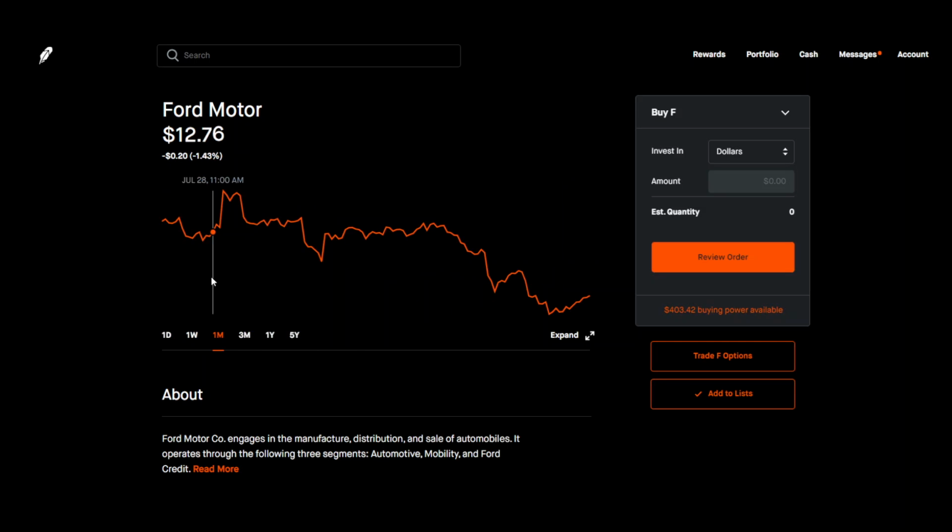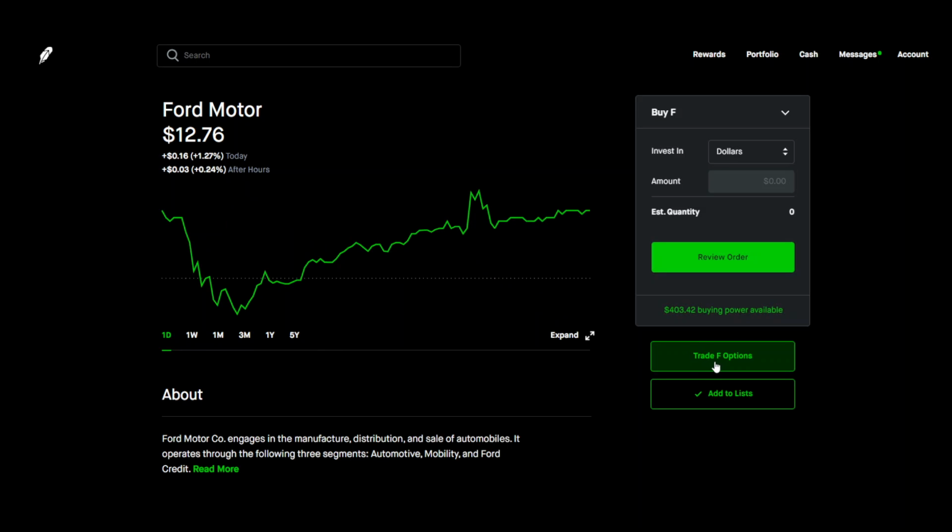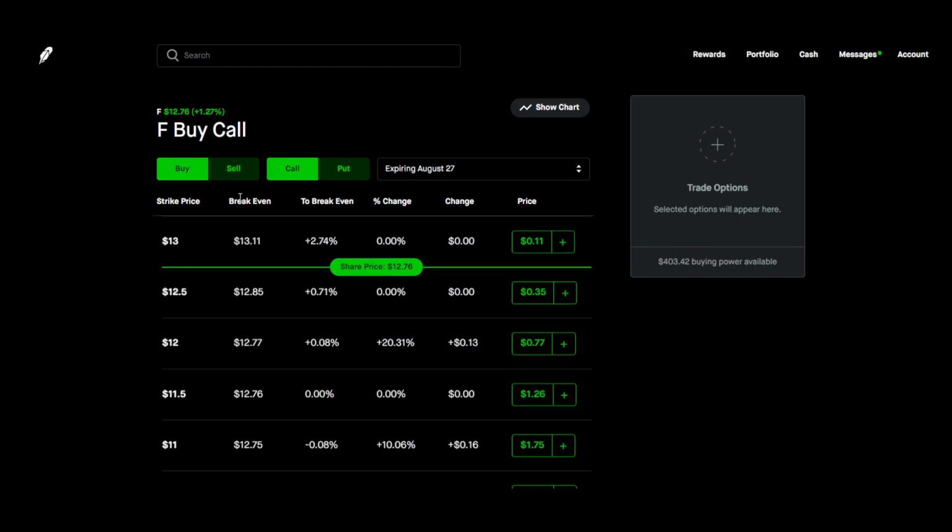So let's go to the past month as well. So yeah, let's say I'm watching Ford Motor, it dips below what it's supposed to be trading at. So I say, all right, let me think of an option I can put into place around this point right here, where when Ford Motor starts to rally back up, I can make profit off of it. So we'll come over here to trade Ford Motor options.